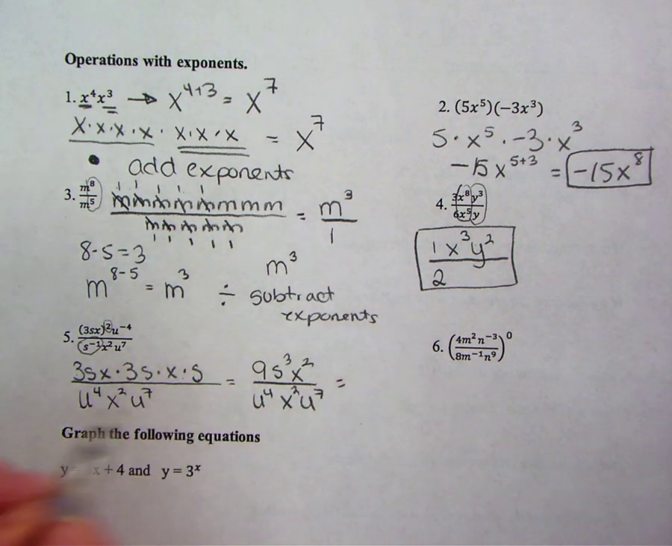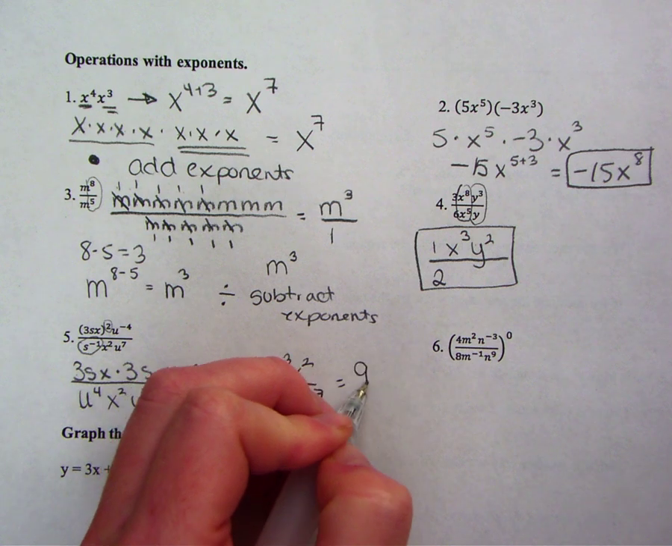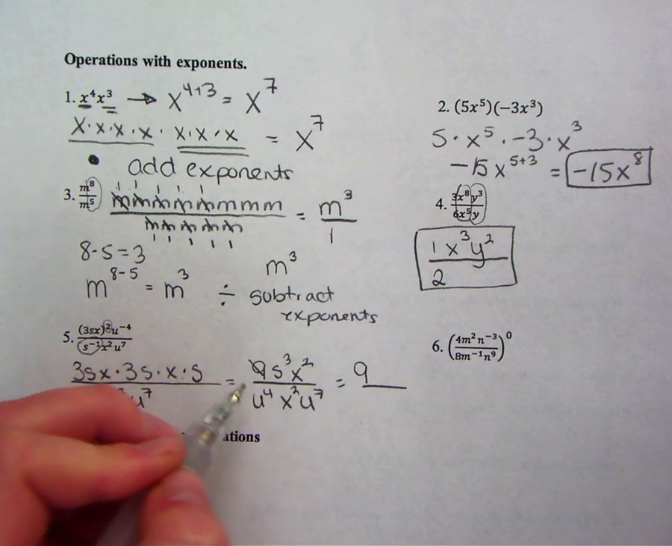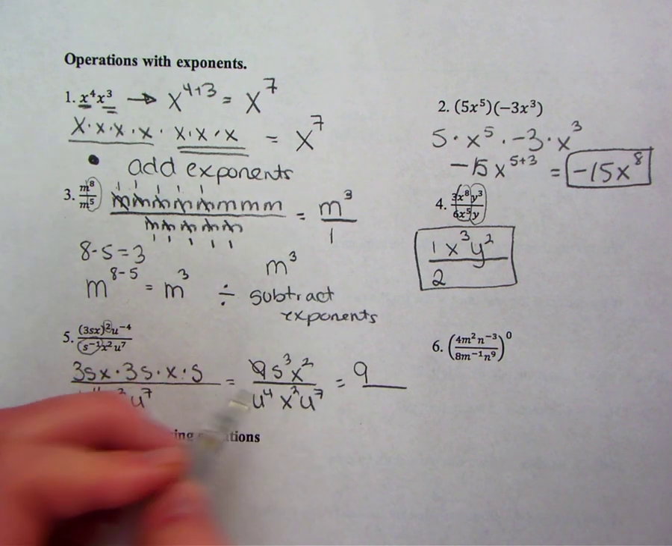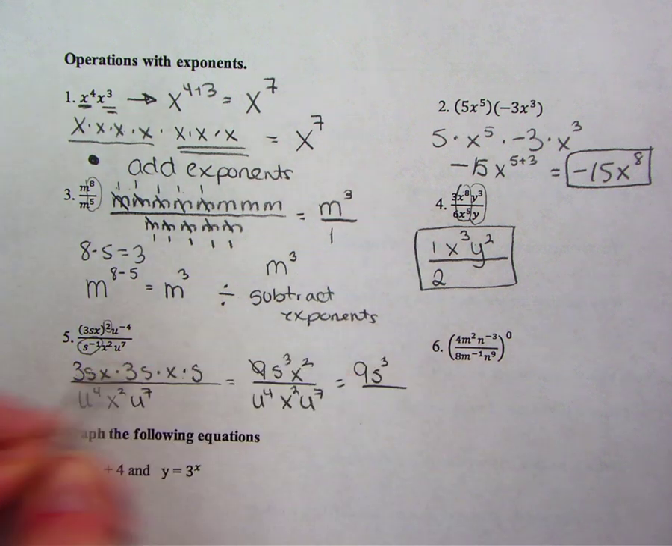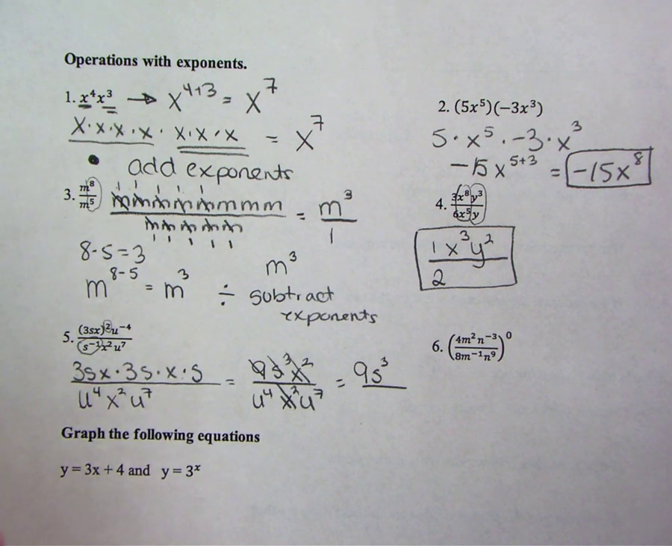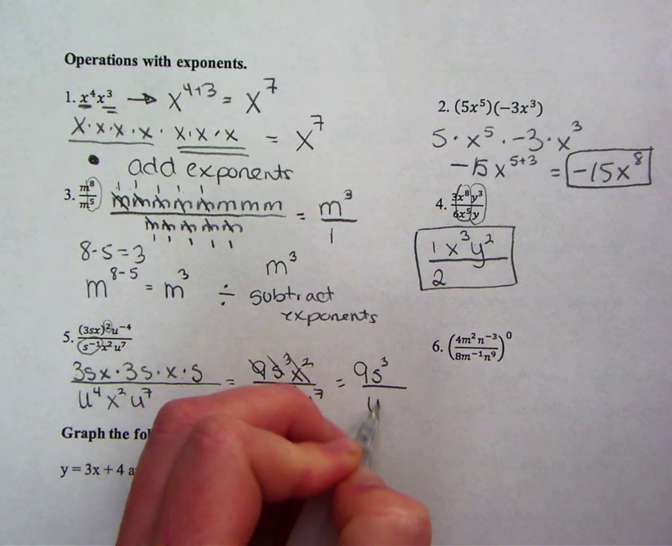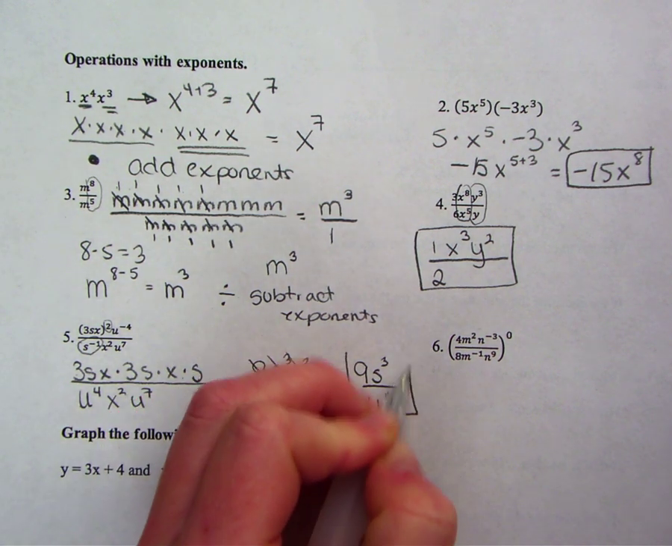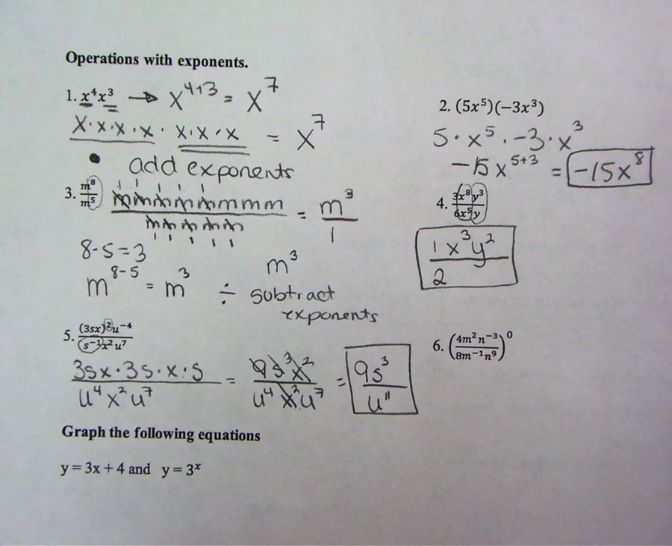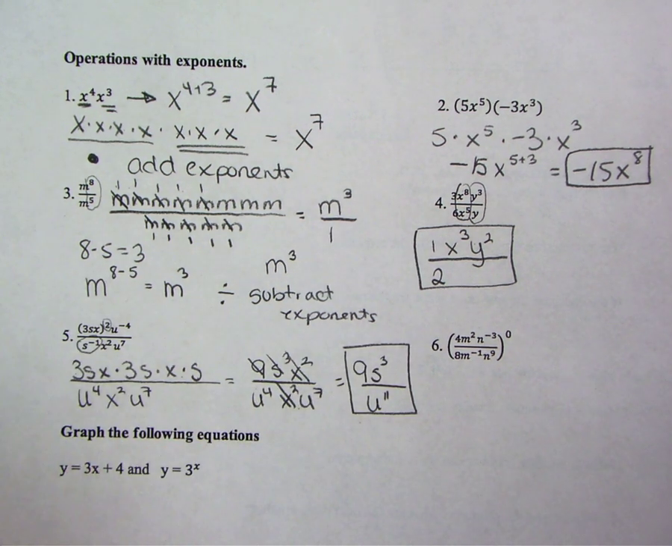And now we're going to divide. 9 divided by 1 is 9. S to the 3rd has no other s's, so that's s to the 3rd. We have an x squared on the top and the bottom, so those will cancel. And on the bottom we have u to the 11th, which I should have simplified earlier. But we add because we're multiplying.